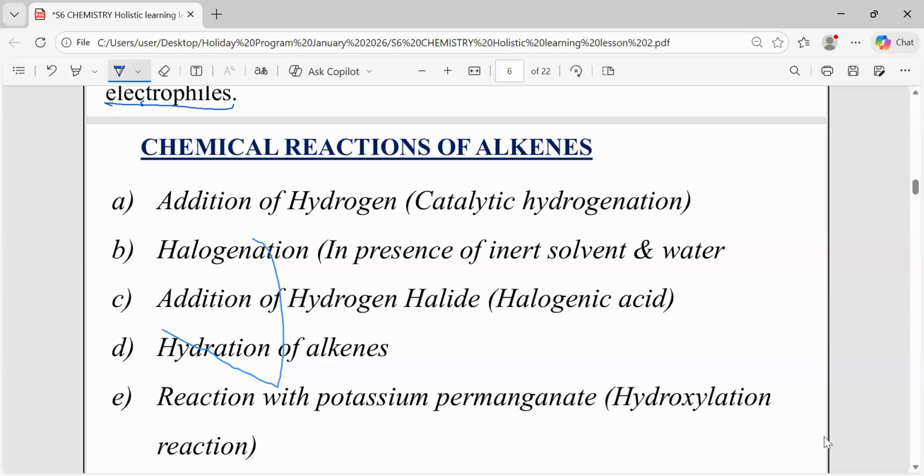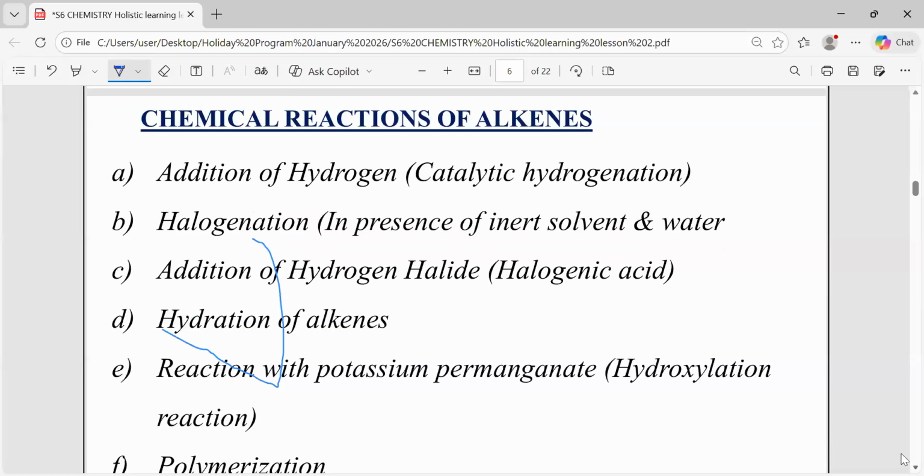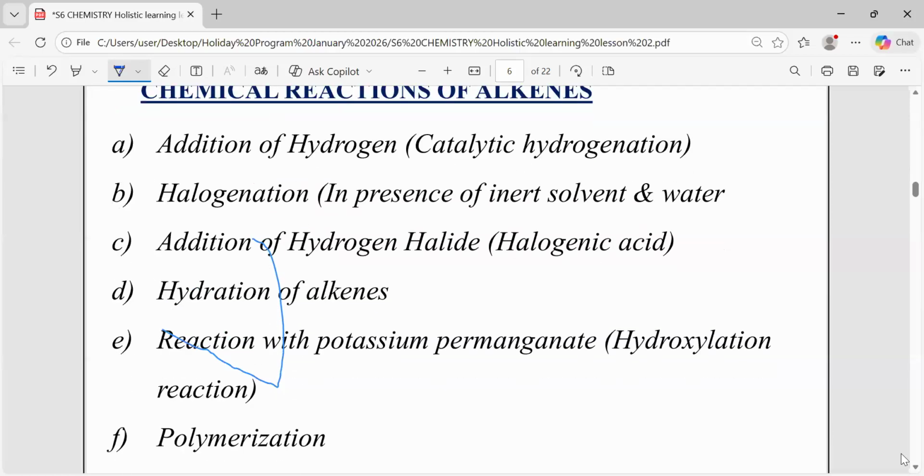Now, chemical reactions of alkenes. We are going to look at around 6 reactions, from A up to F. And number 1, we shall be looking at addition of hydrogen. You recall we are looking at electrophilic addition reactions, where we are adding electrophiles to alkenes to form saturated compounds. And we shall do the equation plus the mechanism for the different reactions.